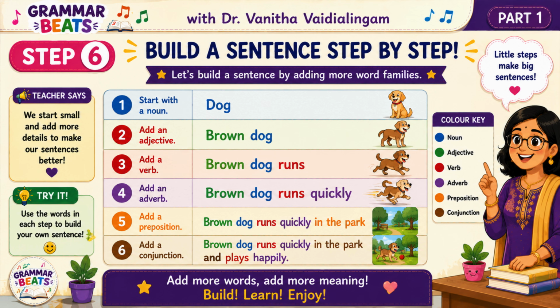Now we shall add a location where it runs. The brown dog runs quickly in the park. Now let us expand the sentence by joining another sentence to it. We will add the sentence, the brown dog runs quickly in the park, with it plays happily. We use and to join the sentences. The brown dog runs quickly in the park and it plays happily.